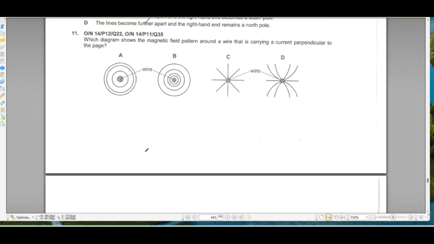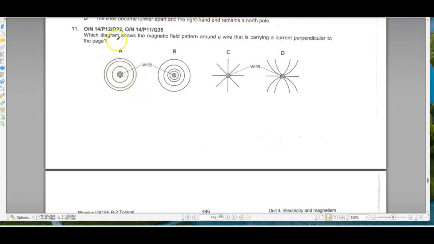So moving on to question number 11. Which diagram shows magnetic field patterns around a wire that is carrying a current perpendicular to the page? If it is carrying a current perpendicular to the page, it is going to be going into the page. And this is going to be the correct option: these two rings are closer together, then the third ring, and then the fourth ring is further away. So this is the correct arrangement to draw a magnetic field pattern around a wire carrying current.